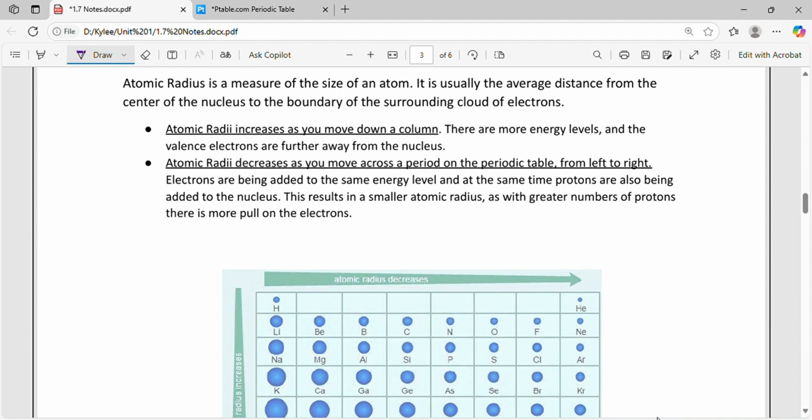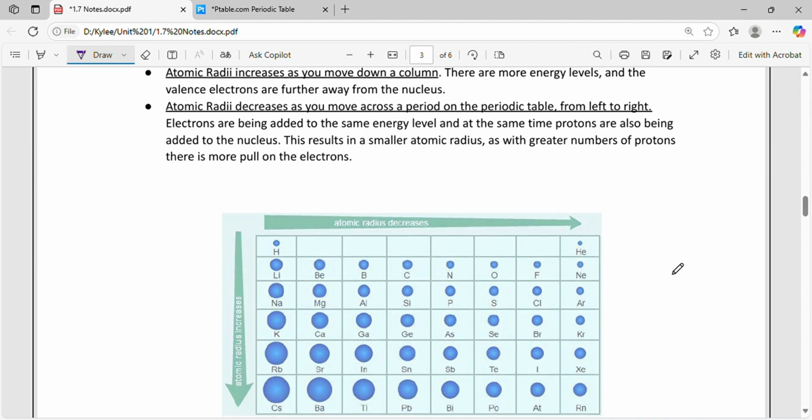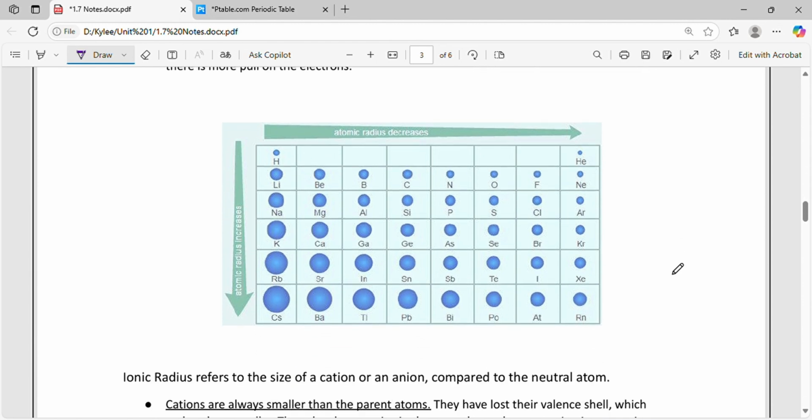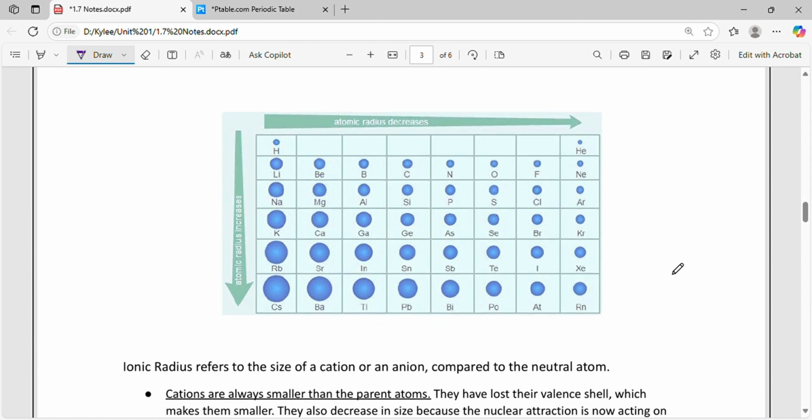Atomic radius is kind of how we measure the size of an atom. Usually they take the average distance from the center of one nucleus to the surrounding boundary of electrons. And this is the trend that we see for atomic radius on groups and periods on the periodic table. And again, we see Coulomb's law showing up here.